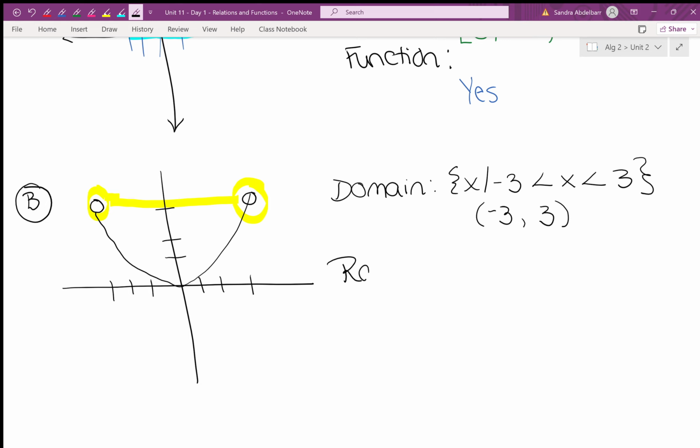Now let's talk about range. What are we doing for range? Bottom to top. My lowest point is 0. Is 0 included? Absolutely. If it's just part of the curve, meaning no open circle is shown, it is absolutely included. So we're going to say 0 is less than or equal to y, which is less than, what's my highest point? 3. Is 3 included? No. Because remember, it's an open circle at 3.